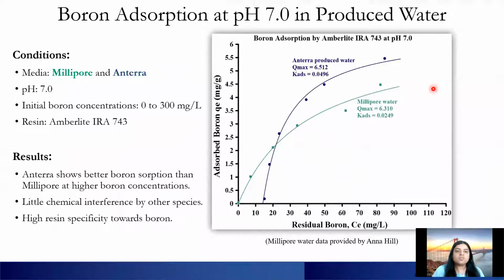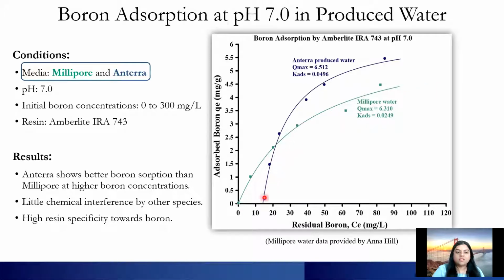Our second goal was to see boron adsorption at pH 7 in produced water. The media this time were millipore water and Antera produced water. The pH was kept at 7, initial boron concentrations were kept the same as before, and the resin was Amberlite IRA 743.